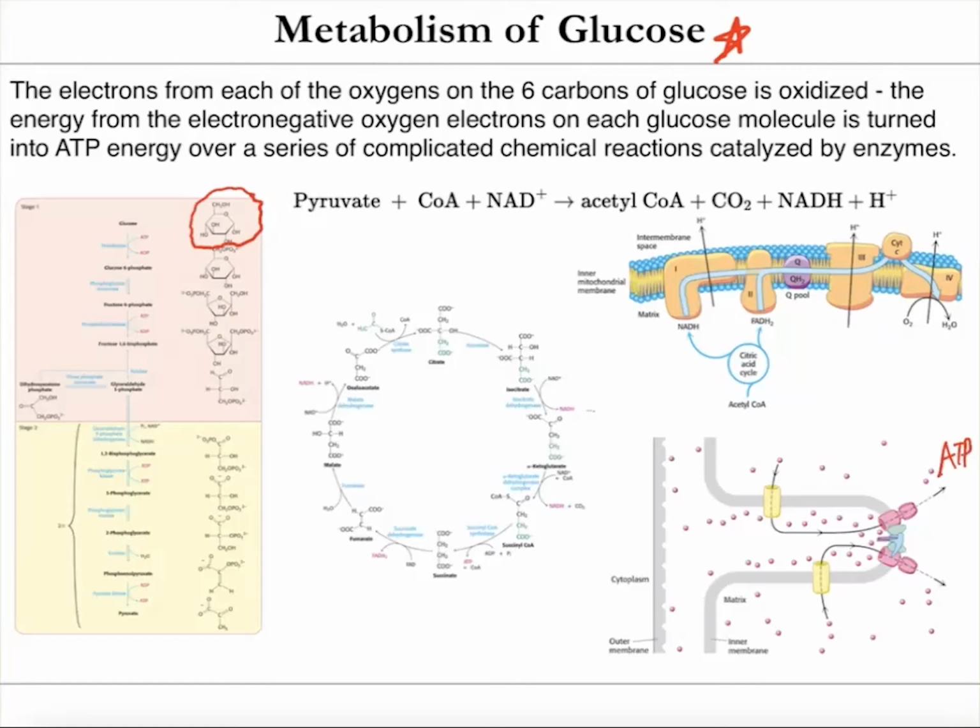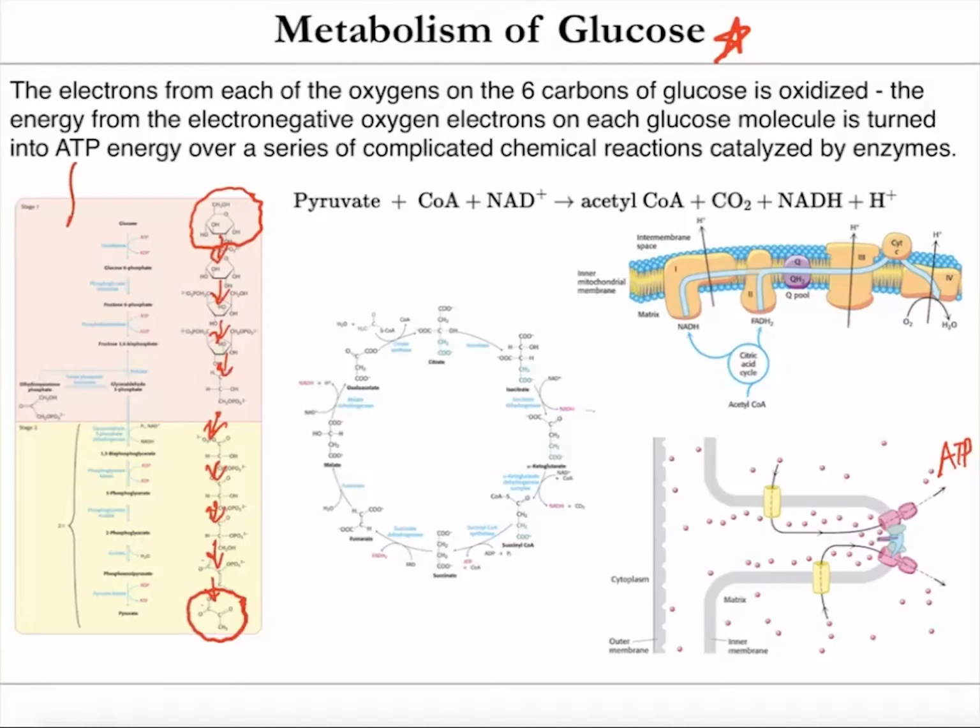Now, it's an incredibly complicated process that is catalyzed by enzymes to basically make small changes to the glucose molecule until all 6 of those carbons have been completely oxidized, which basically means all that energy's been taken up. So glucose goes through this series of steps where it gets transformed. It gets broken into 2 molecules. Those molecules get transformed, and then you end up with this molecule pyruvate.